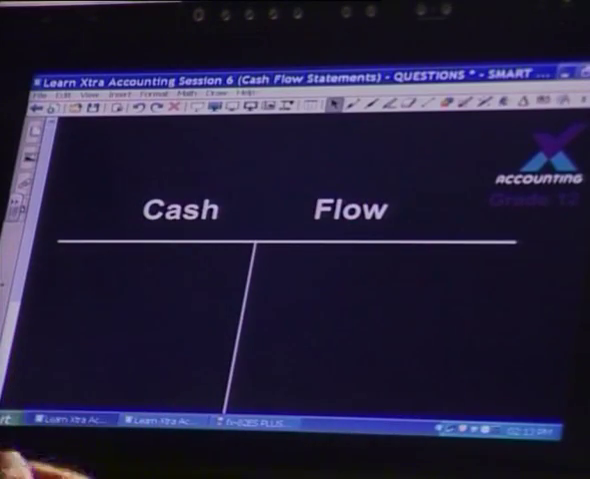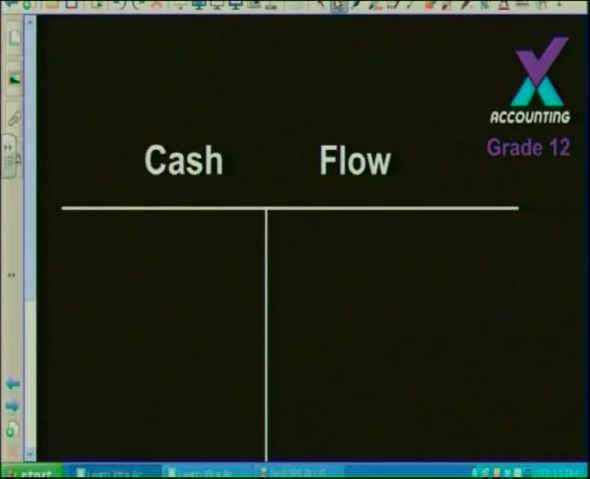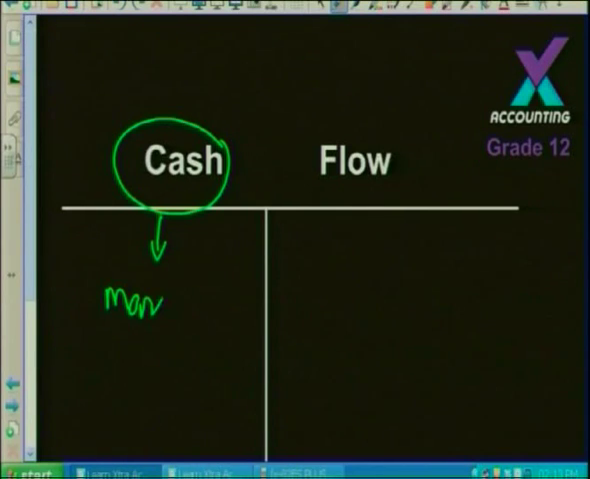Right, before we start looking at an actual cash flow statement, grade 12s, let's look at this concept. Let's look at cash flow. What do we understand by these words that we have in front of us? So let's start with the word cash. Now, when I mention the word cash, immediately you think of money. Am I right? Yes, I am. You are obviously thinking of cash, you're thinking of money.